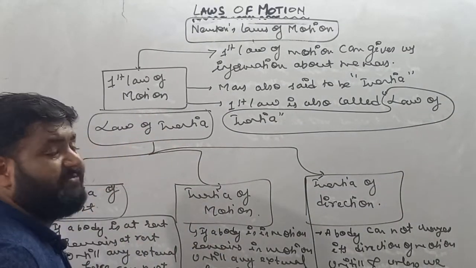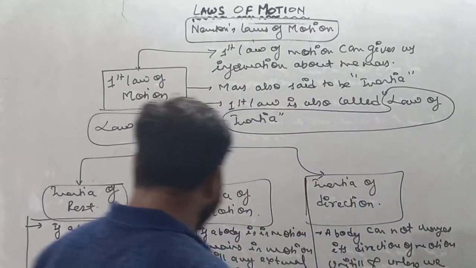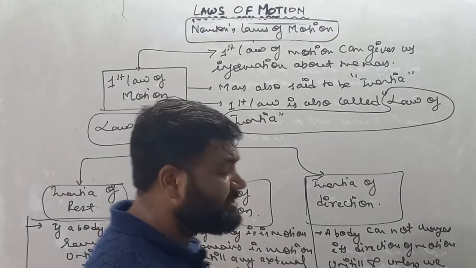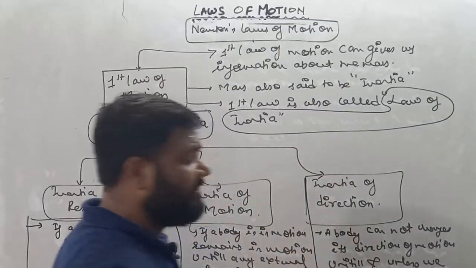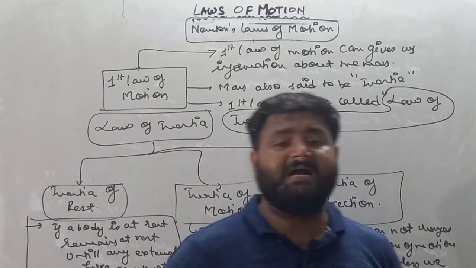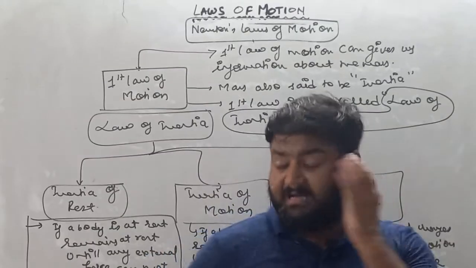The first law is also called the law of inertia. The law of inertia is classified into three different parts: first, inertia of rest; second, inertia of motion; and third, inertia of direction. If a body is at rest, it remains at rest until and unless an external force is applied on it.